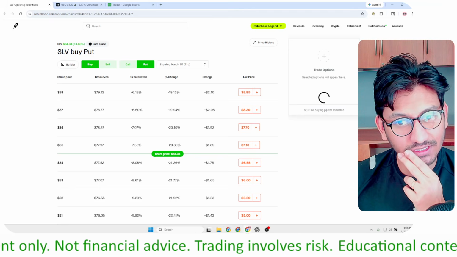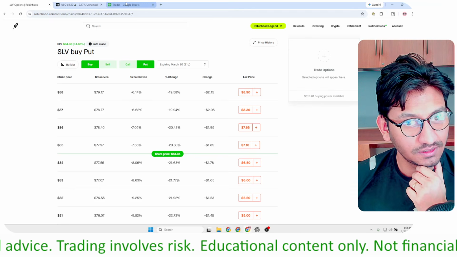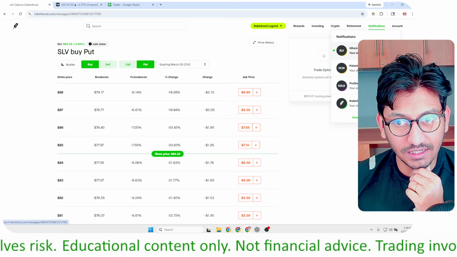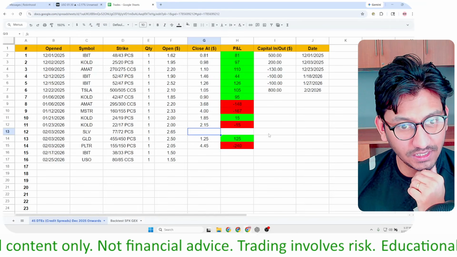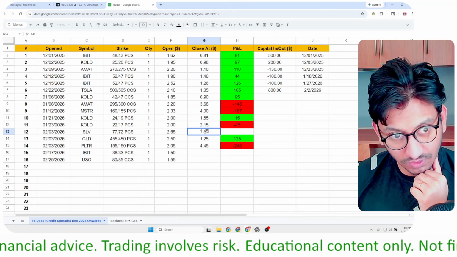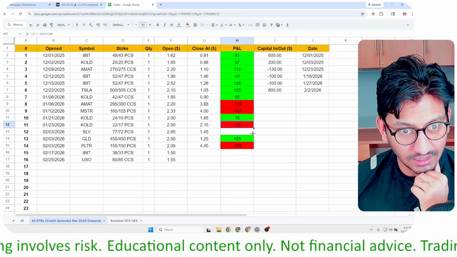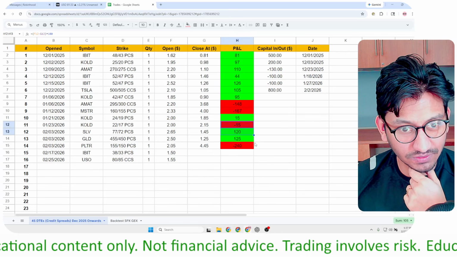Okay, I got filled with the silver. I think that's a profit. I got filled in at 1.45. So let's fill that in. 1.45, it's a nice trade. It's $120 profit. That's pretty good.